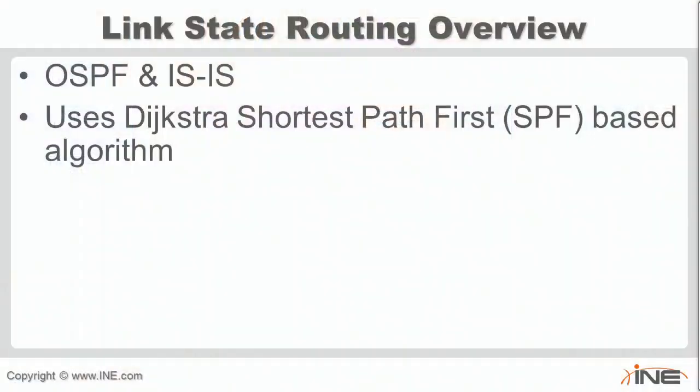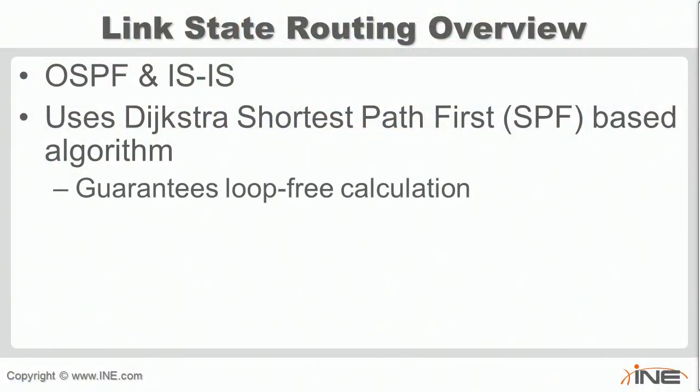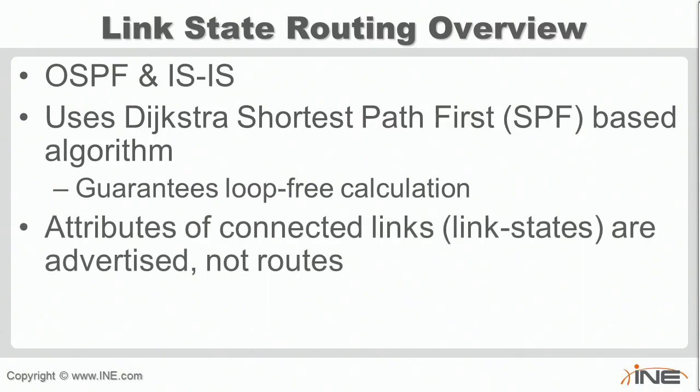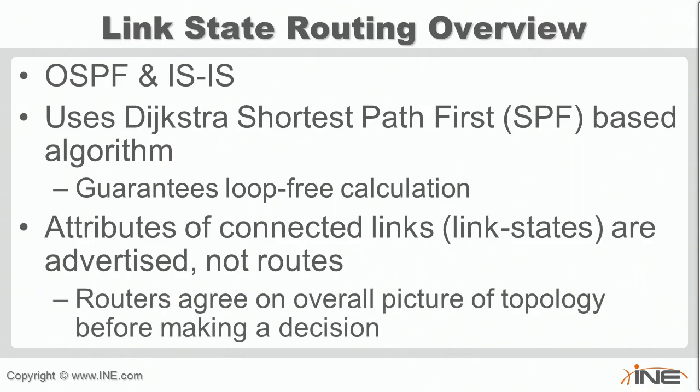Most of the time in enterprise networks you don't see IS-IS because generally there's a lot more information available about OSPF as compared to IS-IS, and a lot of the engineers are just more familiar with OSPF. But effectively they do the same thing. They run the shortest path first algorithm, which is going to give them a guaranteed loop-free path in the network. Both of them are also going to advertise the states of the interfaces, or the states of the links, technically not the routes.